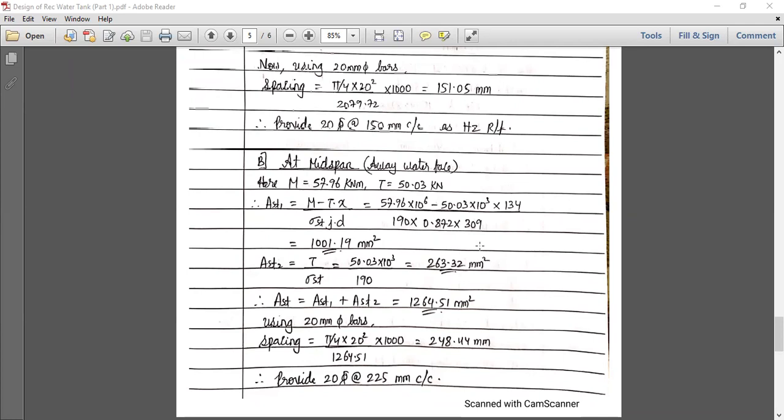So now again select a suitable diameter and find out the spacing. Total steel is how much? Around 2200. So you can assume 20 mm diameter bar and find out the spacing. 133. So let us provide 125. So provide 20 tor at 125 center to center at the midspan.